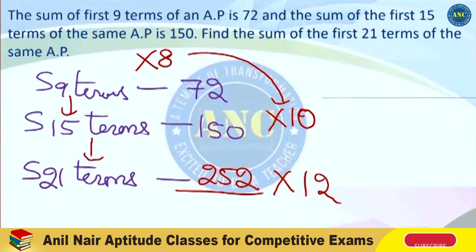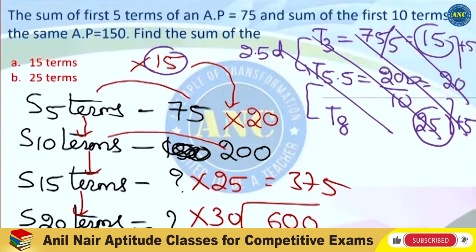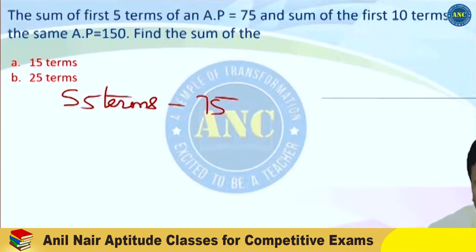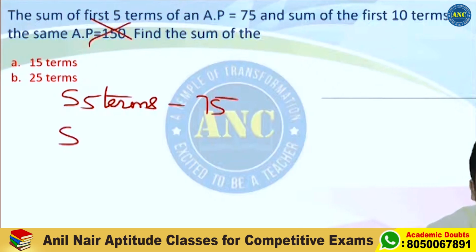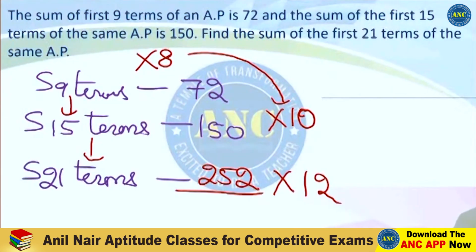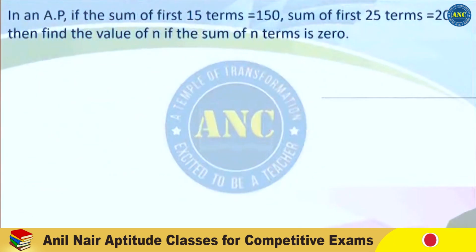This is for you, Chinmay and Tejo. Sum of 5 terms in an AP is 75. I changed the question, sir. Otherwise it will become 15 into 15. So 15 into 15 is 225, and 375. This is the answer. Good. You have made it clear. Now see here. Sum of 9 terms and sum of 15 terms. Next one.